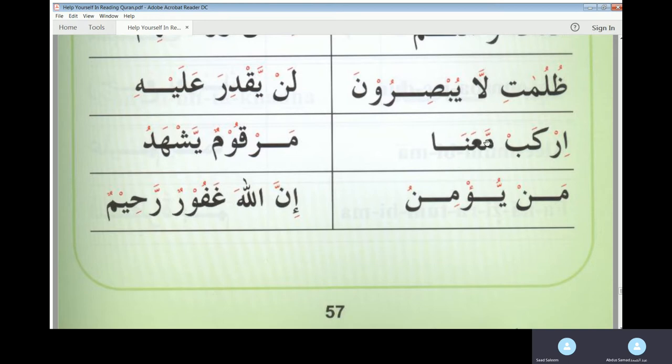No. Because look here, you have Shadda on meem and sukoon. Shadda and sukoon cannot come together. So you will skip the Ba sukoon. Irkam, join meem with Kaf. Irkam. Okay, good. Read again. Irkam. Good. Next.